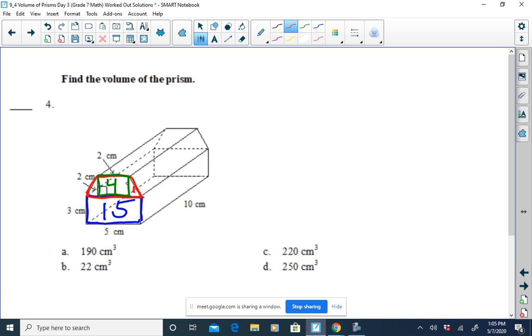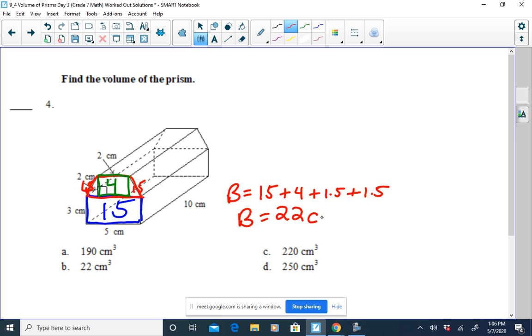1.5 times 2 is what? 3, and we take half. So that's 1.5. That's 1.5. All right, so the base area is going to be 15 plus the 4 plus 1.5 plus 1.5. So that base area is going to be 19. 19 plus 3 is 22 square centimeters for the base area.